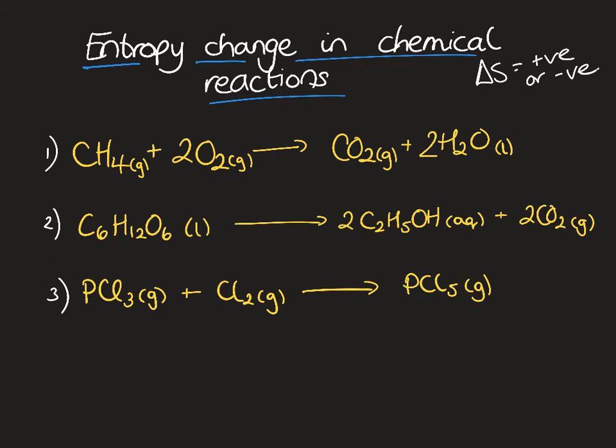So let's look at equation 1, and this is the burning of methane. On the left hand side we've got 3 moles of particles, and on the right hand side we've got 3 moles of particles. So far they're even. However, when we examine the states of these, on the left everything is a gas, so very disordered. But on the right we've got 1 mole of gas but 2 moles of liquid. So that must mean that in this case the delta S is going to be negative, as the gases on the left are going to be more disordered than the gas and the liquid that's produced in the products.